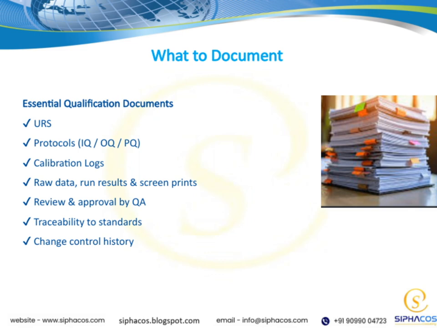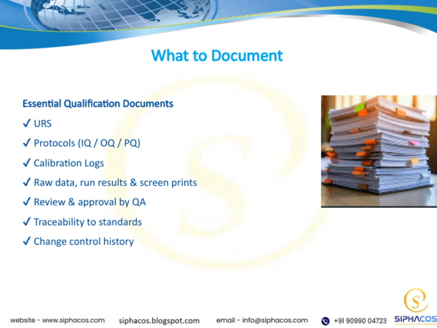Calibration logs are essential too, as they record all calibration activities, ensuring ongoing accuracy of instruments and systems. Raw data, run results, and screen prints serve as the primary evidence of how processes are performed and their outcomes. This data must be meticulously recorded and retained for traceability and validation purposes. Review and approval by QA is another vital step. This ensures that all documentation has been checked for accuracy, completeness, and compliance before it's finalized.